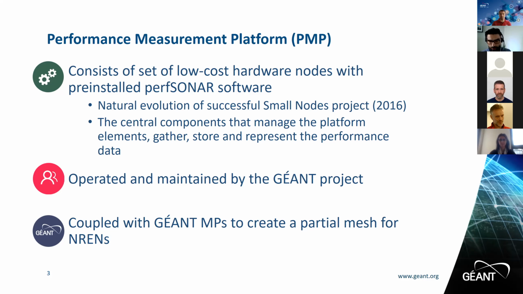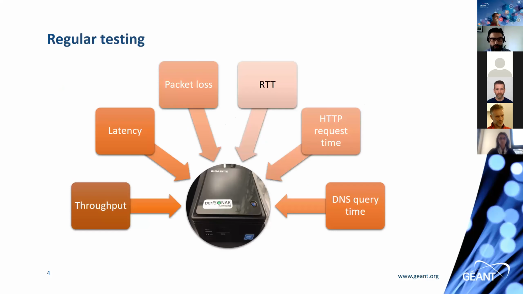We, in fact, not only use these small nodes because they are not there by themselves, but we also use the GÉANT NPs, which are the measurement points in the GÉANT core network, and they have the perfSONAR software instances running there. And we create a partial mesh, which means that the perfSONAR nodes from PMP are running tests towards a selected set of GÉANT measurement points, and therefore we have a nice overview of network performance parameters from the GÉANT core, but we also run other set of services.